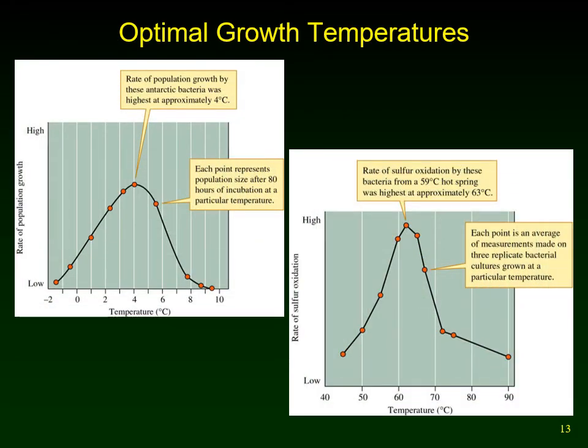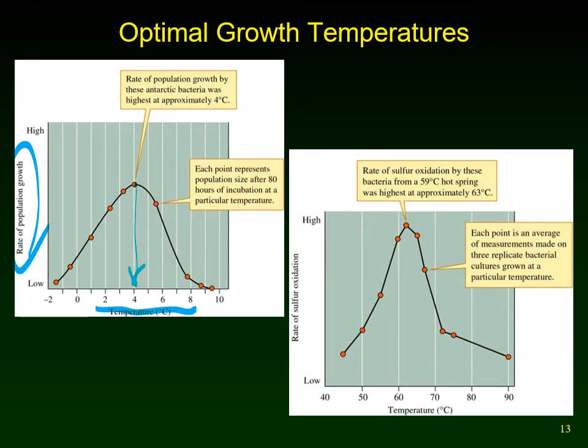So this is looking at the graphs of the growth of these bacteria. And so we have the bacteria that were growing in Antarctica, and we're looking at on the x-axis, once again, we have the independent variable being temperature, and on the y-axis we have the rate of population growth being our measure. And we can see we have the peak of the population growth in these Antarctic bacteria at 4 degrees Celsius.